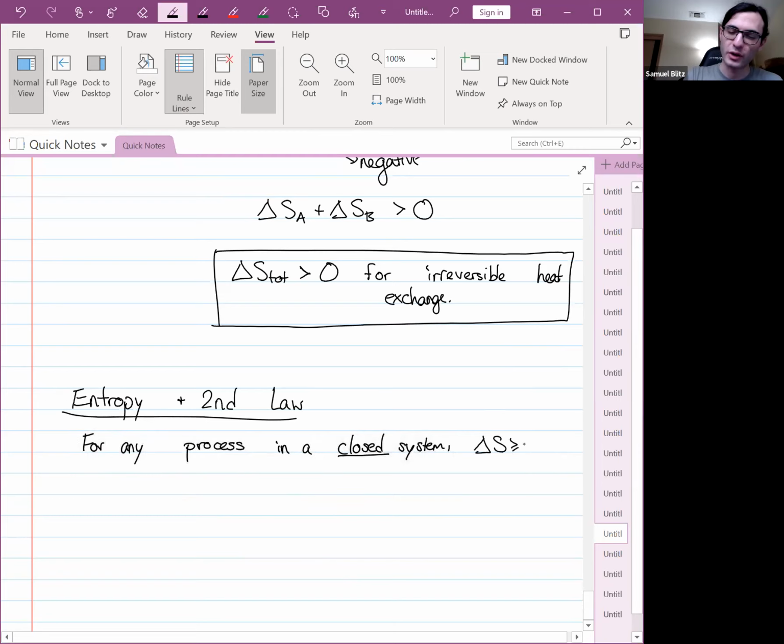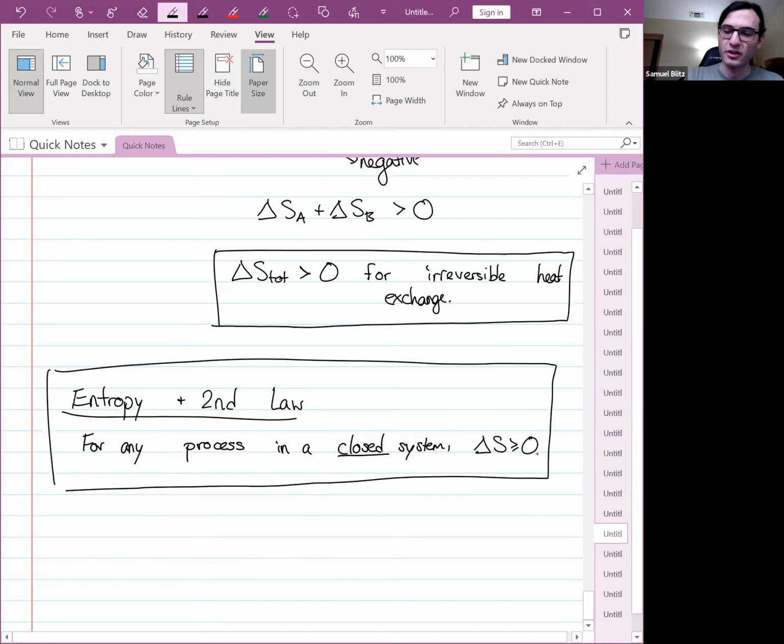Delta S is greater than or equal to 0. This is the standard way of writing the second law of thermodynamics. There are other ways to do it. But the point is, if you have a process that's occurring in an isolated environment, meaning there's no energy entering or leaving the system, regardless of the type of process, whether it's reversible, irreversible, quasi-static, not quasi-static, whatever, the entropy of the system will either stay the same or increase.